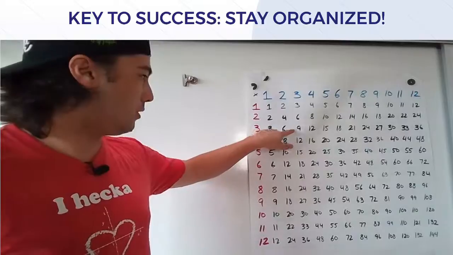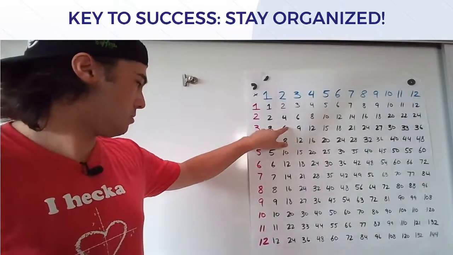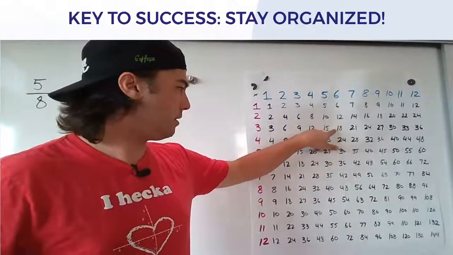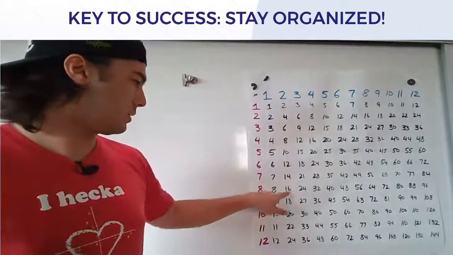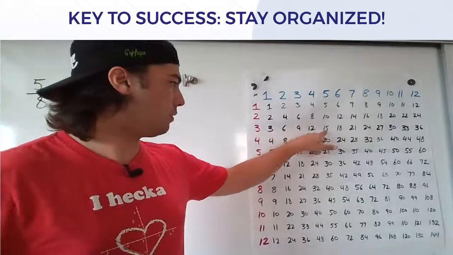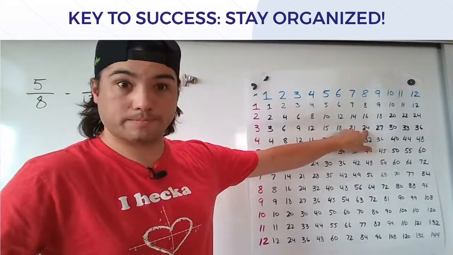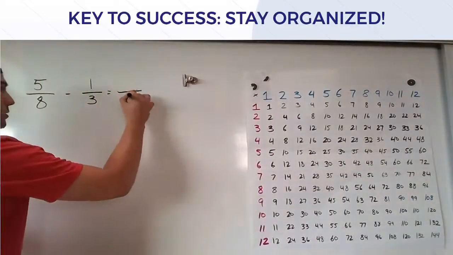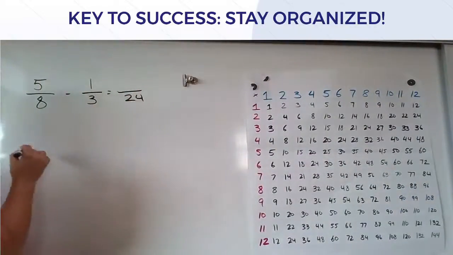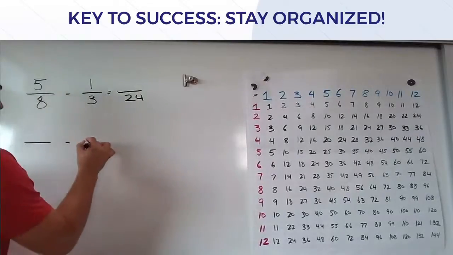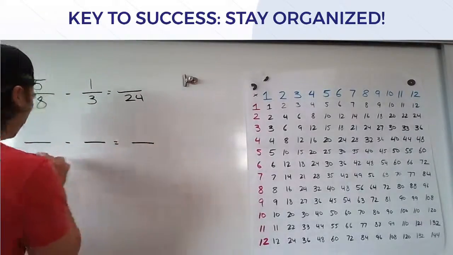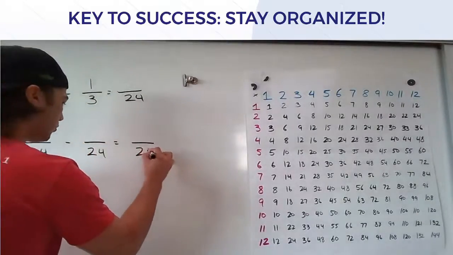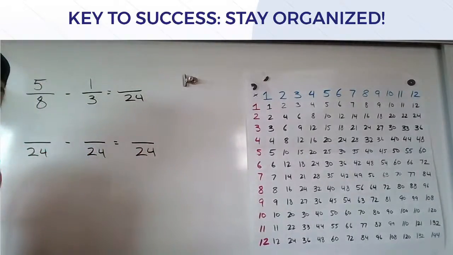3, nope, 8 would be here. 16 is the next one. No, 16 would be there. What's next? 24. 24 is there. So we know our least common multiple, our common denominator for this is going to be 24. So when I rewrite my problem below, I'm going to write in 24 for all of them straight away, so I don't have to worry about it anymore.